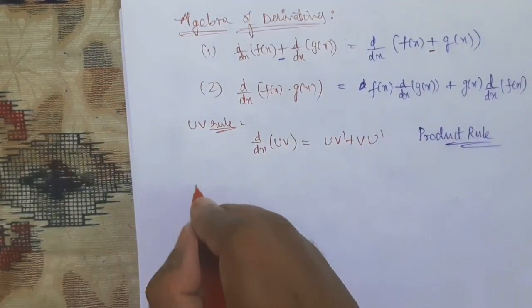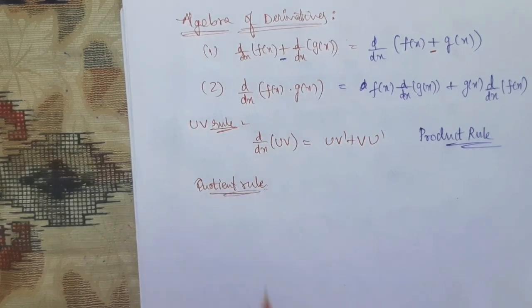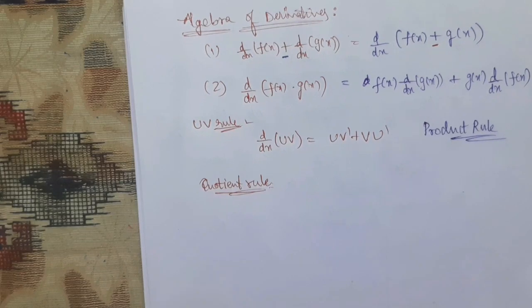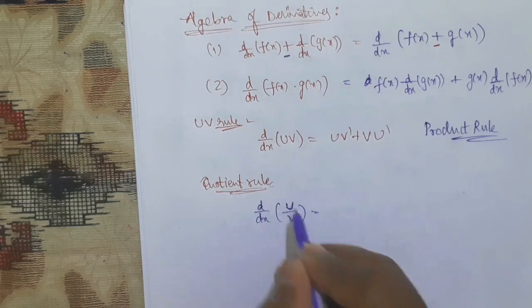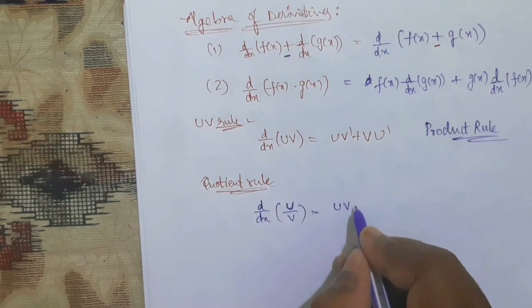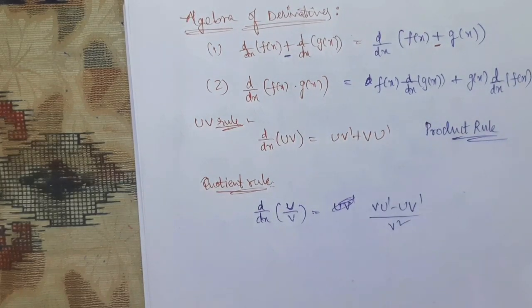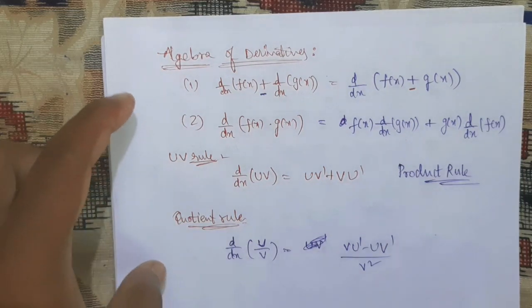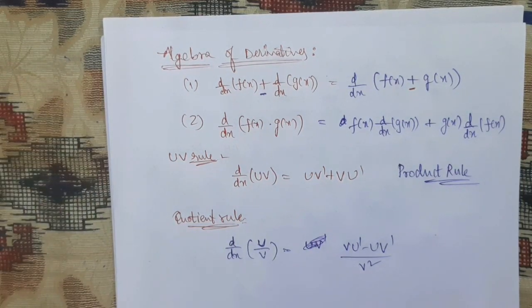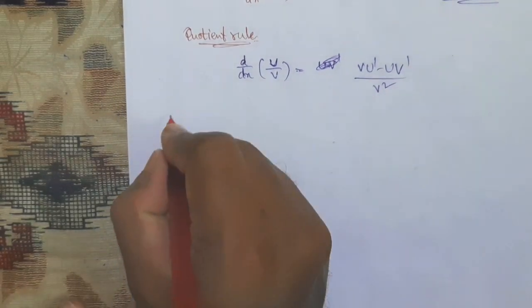Now another rule we have, that is the quotient rule, or sometimes we can call it the division rule. That is d by dx of u by v, which we write as v u dash minus u v dash, by v square. These are the three important properties of derivatives.